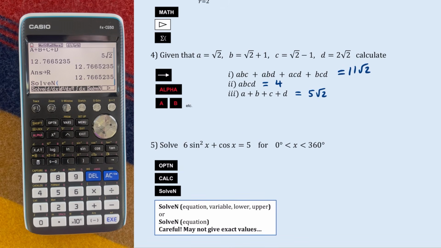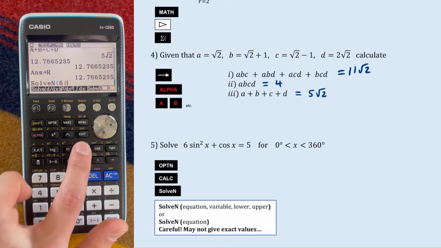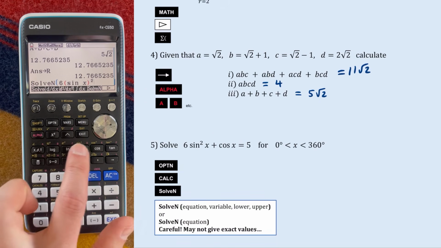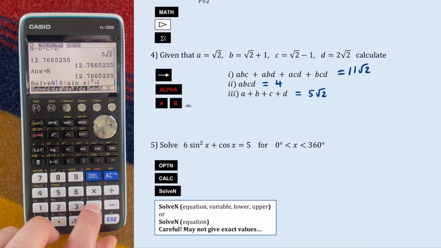Now there's a couple of different ways you can do this. You then type in the equation. If you just type in the equation, it will try and give you all of the solutions. But if you want to put in a particular range, then we can do this extra part here. I'm going to do it without the extra part to begin with, and we'll see what it does and how it changes. So I'm going to do 6, and then sin x squared, and then plus cos x.